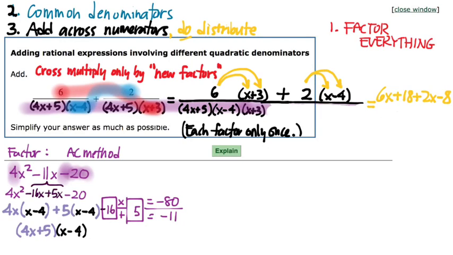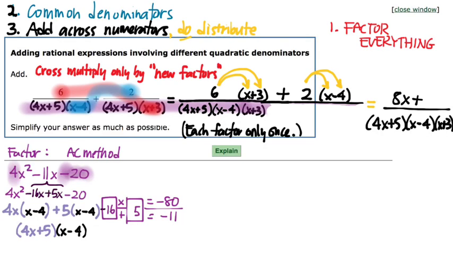And then my denominator is still the same denominator that we had over here: 4x plus 5, x minus 4, x plus 3. But now that I've gotten rid of my parentheses, I do have like terms that I can combine with one another. 6x plus 2x gives me 8x, and 18 minus 8 is 10. So I'll have 8x plus 10 up here on top.